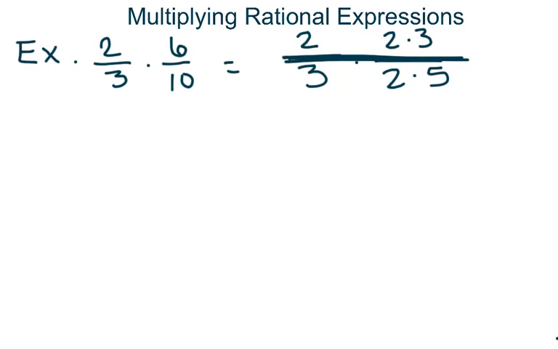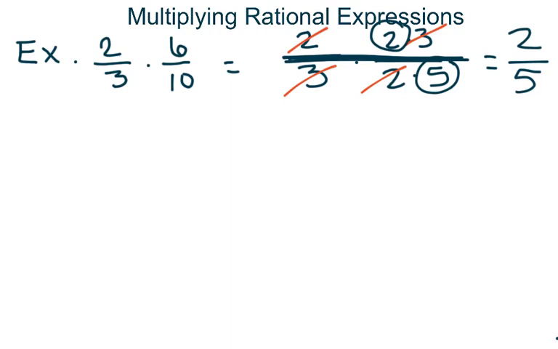But before we do that, just go ahead and look for anything they have in common. So you'll notice they have a 2 on top and bottom, and they have a 3 on top and bottom. So let's go ahead and get rid of that. And look, pretty easy. What's left on top? 2. What's left on bottom? 5. And we're good.